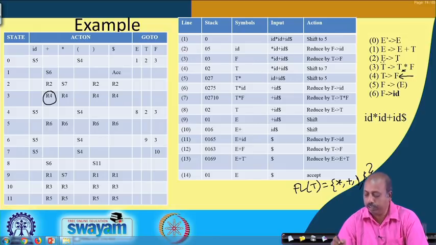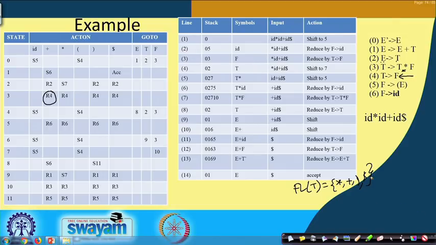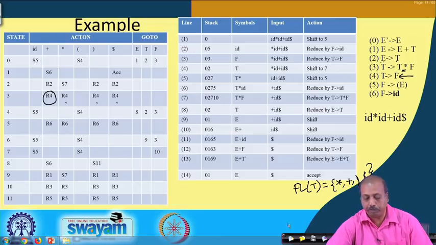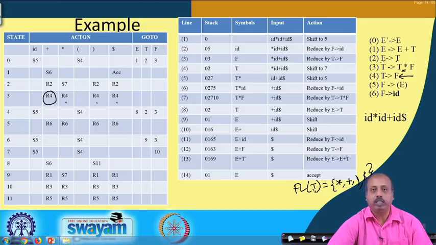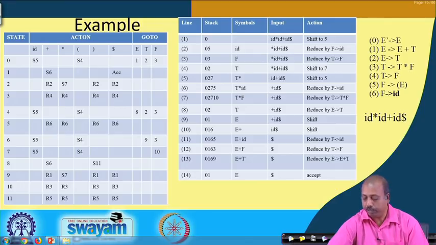So, dollar was there in the follow set of E. As a result, the follow of T will have star, plus, close parenthesis and dollar. You see, for this plus, star, close parenthesis and dollar, we have added the action reduce by rule number 4. So, this is done here. This way, for all the symbols that are coming in the follow set of the non-terminal on the left hand side of the production, we have to add the corresponding rule there.